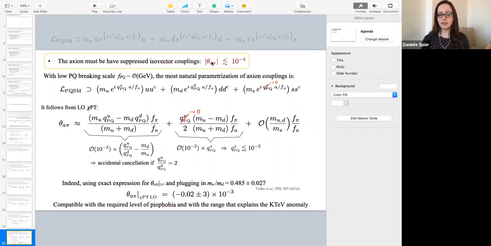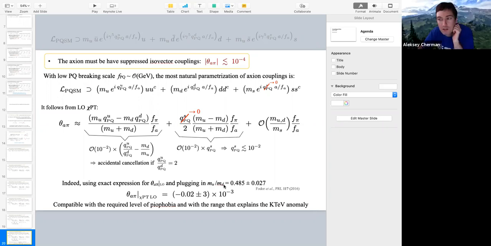Also, the values that you need for this mixing angle to explain the KTeV anomaly in pi naught to 3 plus or minus is also compatible with this range. So there is no incompatibility between observation and this particular model that naturally gives you pionphobia, because it's taking advantage of this near numerical coincidence of m_up over m_down being very, very close to 1/2.